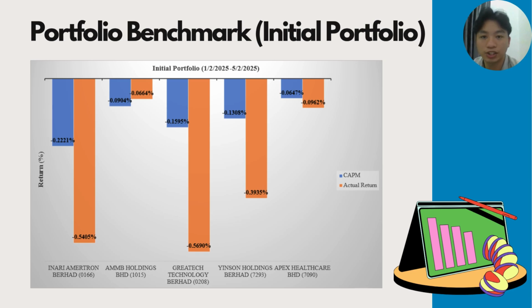We compare the actual return of each stock with CAPM as their benchmark. Among the stocks in the initial portfolio, only the loss of AMMB Holding Berhad is under expectation, which is negative 0.0664% against negative 0.0904%. The remaining stocks are worse than expected, as their actual losses are larger than their CAPM.